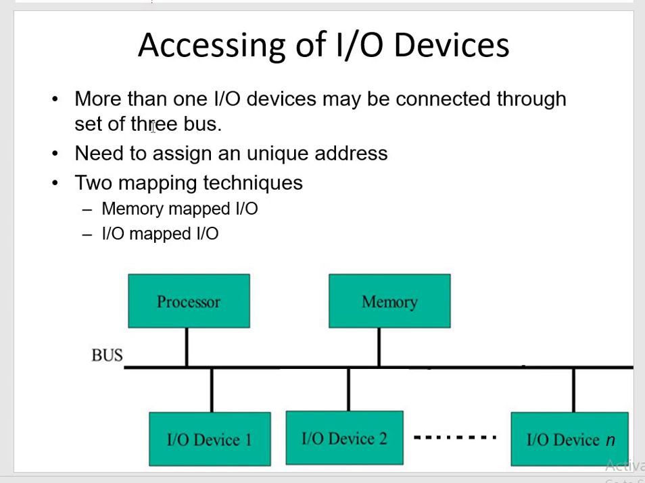Now we will try to understand what the different techniques or methodologies are which are used to map the I/O devices with the processor. There are two types of mapping techniques, and these mapping techniques are known as memory mapped I/O and I/O mapped I/O. So in the next slide, we will try to understand these two different techniques.